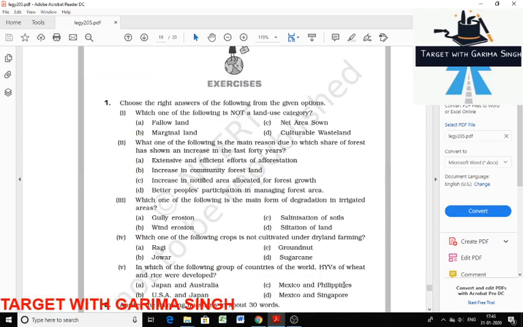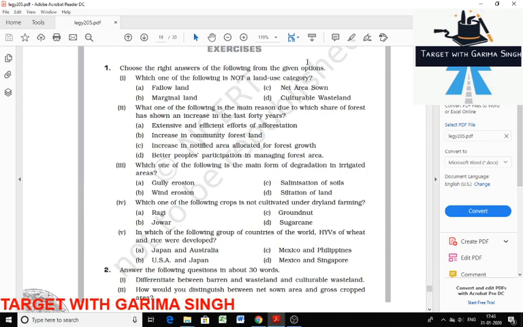Let's move on to the first. You have to choose the right answer from the options. Which one of the following is not a land use category? The options are marginal land, fallow land, net sown area. Marginal land is not a land use category.